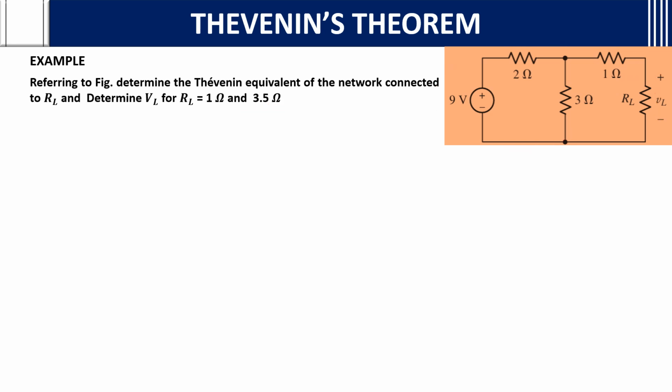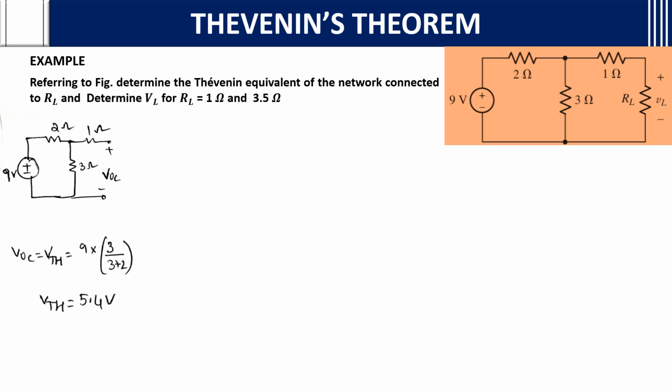In the before question, we found the current through that. Here what they have done is we want the voltage across this load resistance. By giving two RL values, we will get different VL values. We will see how to do that. Initially, we should remove the load resistance. After removing the load resistance, 9 volts, 2 ohms, 3 ohms, 1 ohm are the same. You find the voltage across the open circuit, that is the Thevenin's voltage.